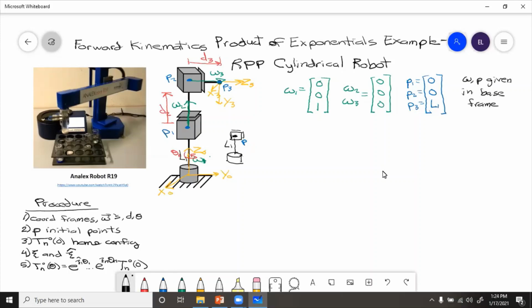Now step 3 is find the home configuration, T in 0. So looking at this, we can see that to get from 3 to 0, we need T3 0 initially. That's going to be R3 0 initial, and then O3 0, which is the same as P. And then 0 0 0 1.